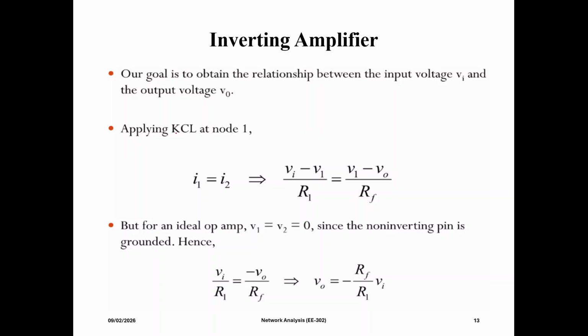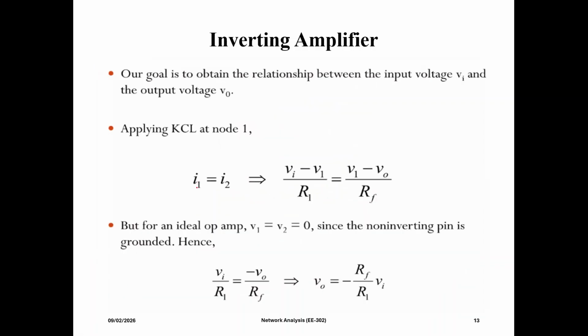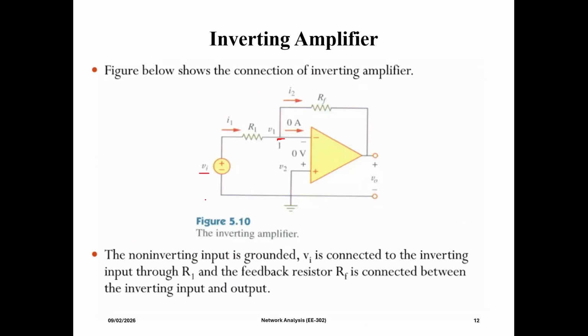Okay, so our main goal is to find a relationship between the input voltage and output voltage. So in the previous circuit we apply KCL at node 1. Okay, so here is node 1, we apply KCL. According to KCL, I1 equal to I2. Here I1 is V1 minus Vi.